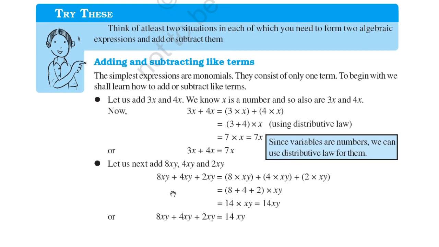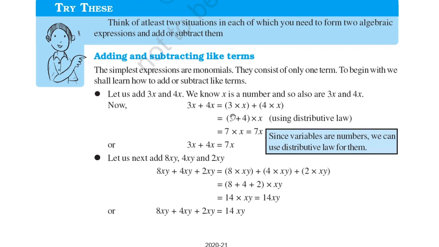We know x is a number, and so also are 3x and 4x. Now 3x plus 4x is equal to 3 into x plus 4 into x. So we are taking x common using the distributive law: 3 plus 4, into x, is equal to 7 into x, which is 7x. Since variables are numbers, we can use the distributive law for them. So 3x plus 4x is equal to 7x.